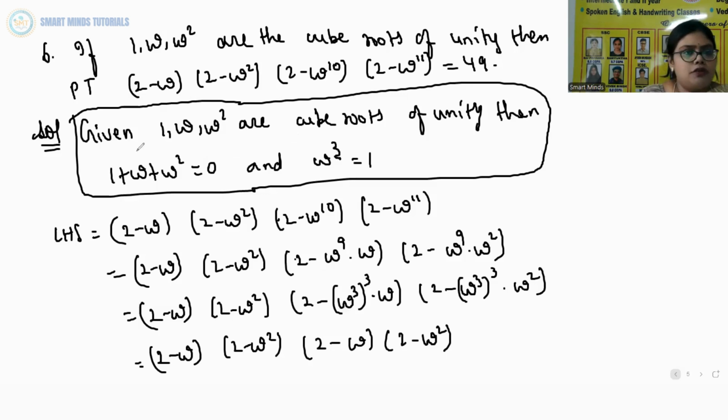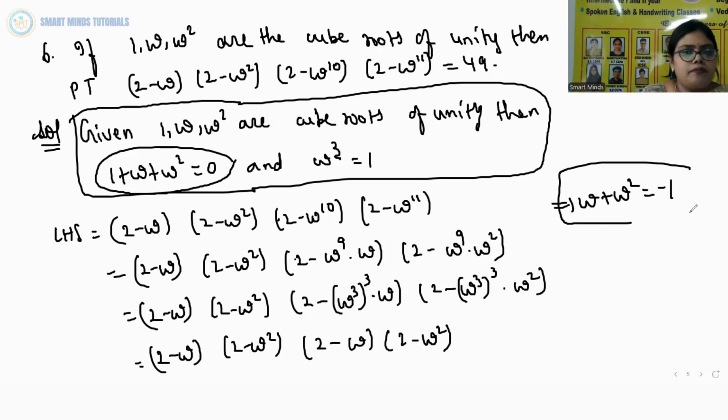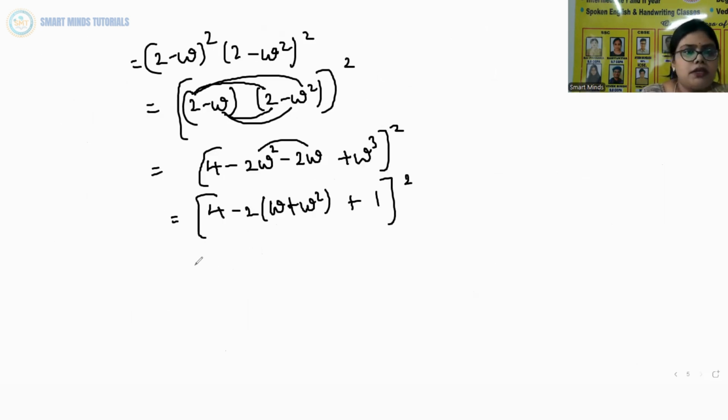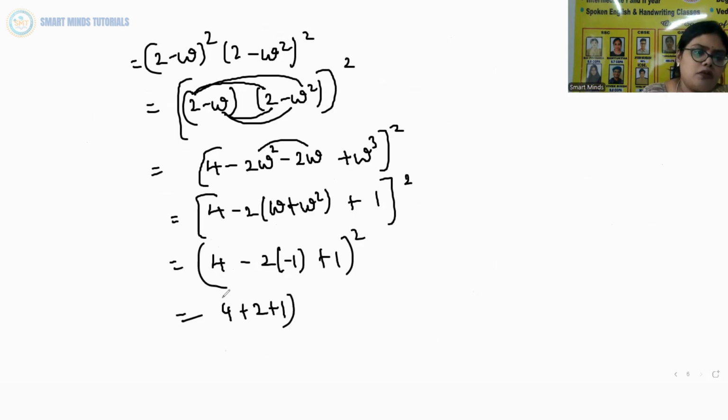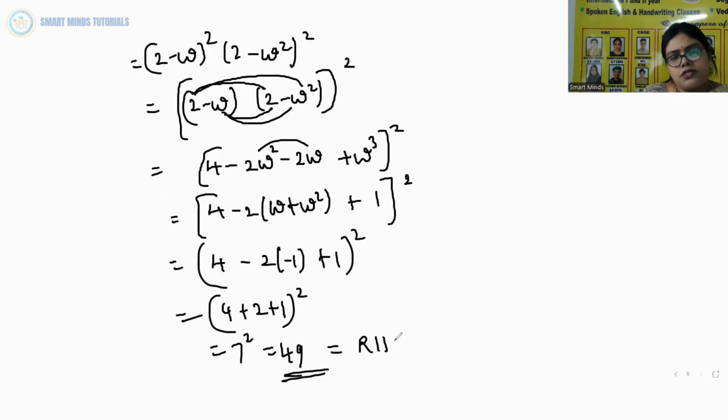Now the condition you see, 1 plus omega square is 0. So can I write omega plus omega square is minus 1? If I take 1 to the other side, we get omega plus omega square is minus 1, right? So this is 4 minus 2 into minus 1 plus 1 whole square. So that is 4 plus 2 plus 1 whole square. That is 7 square, which is equal to 49, which is equal to RHS.